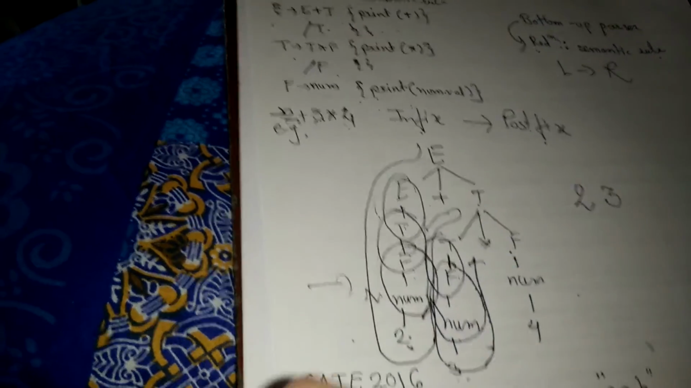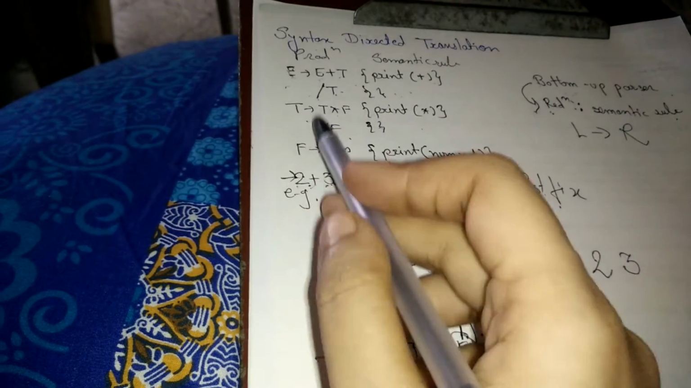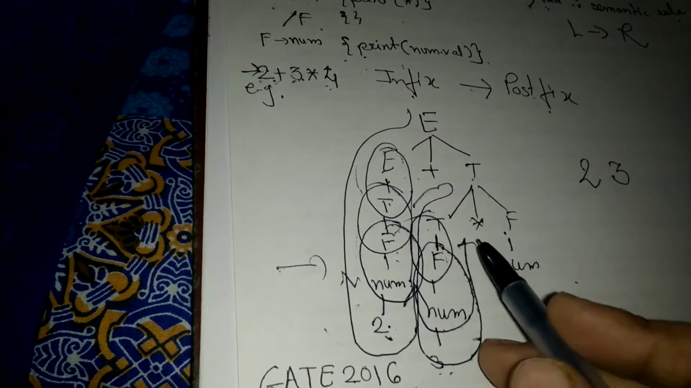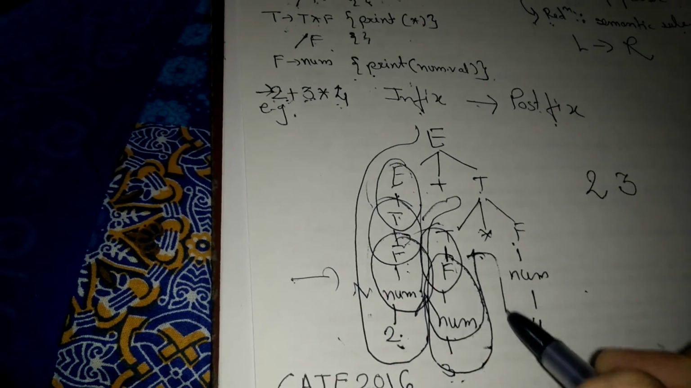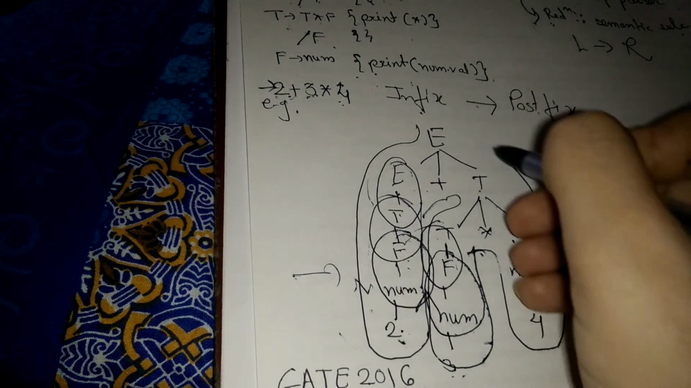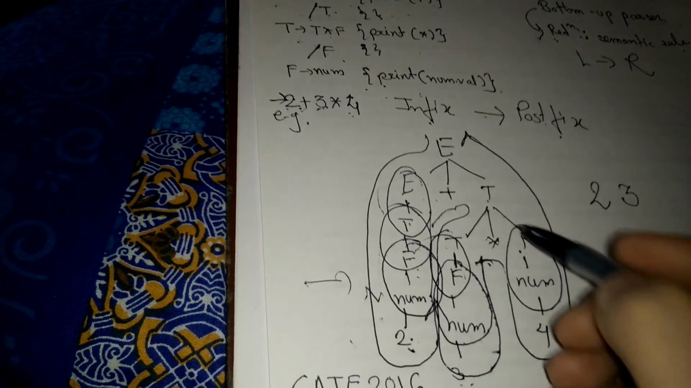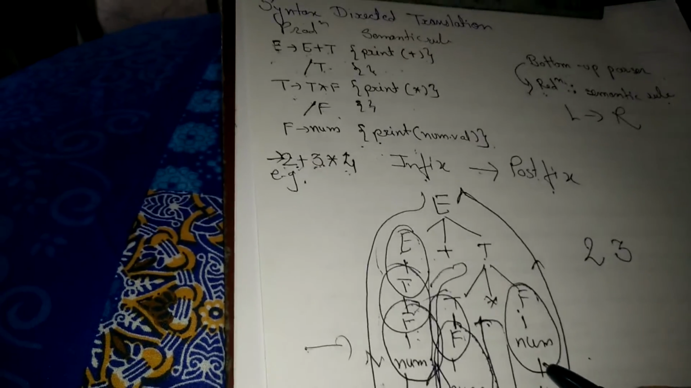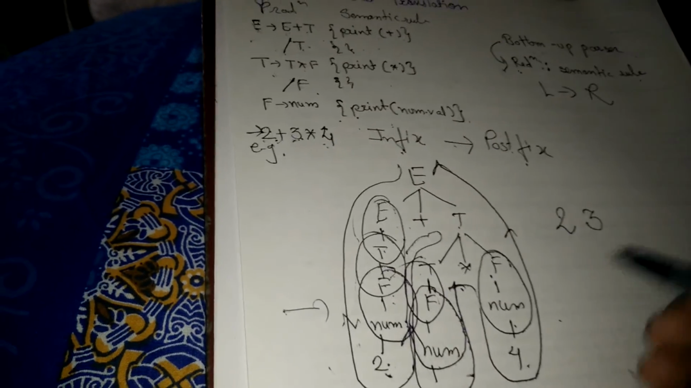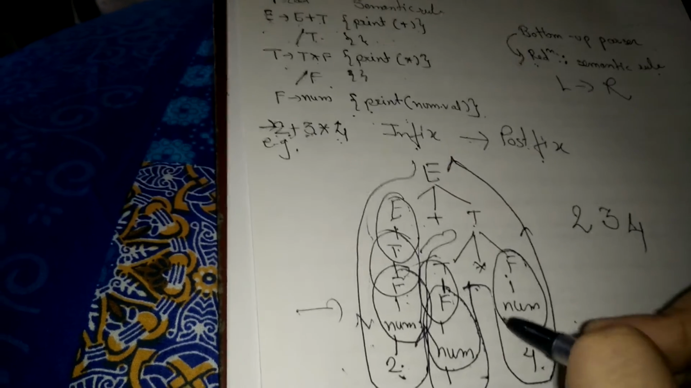T to F is a reduction, but we don't have any action for T to F. Then we skip the multiplication sign and we will go to this one. So again we will get F to num. F to num is a reduction. So what do we have to do? We have to print the value of num, that is 4.